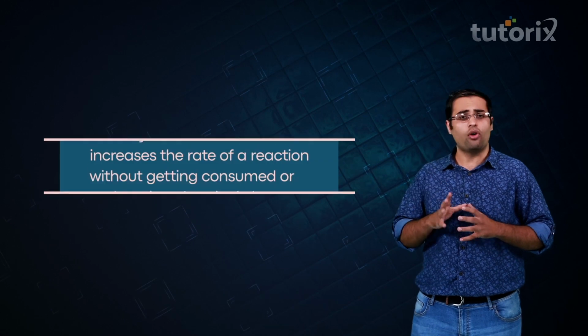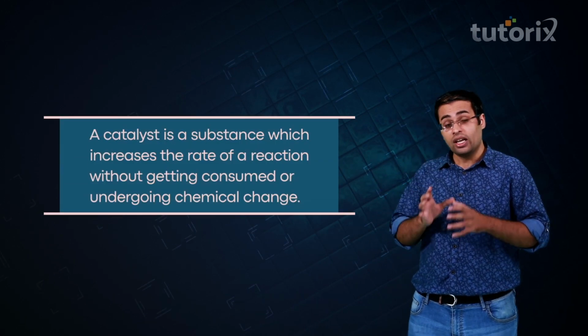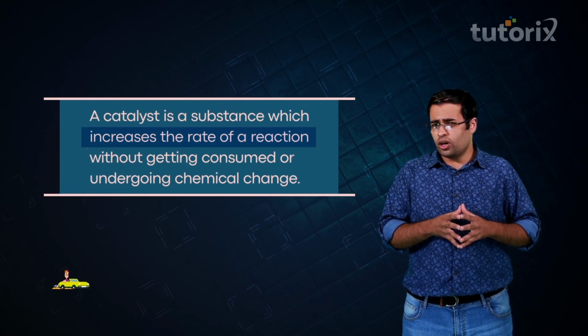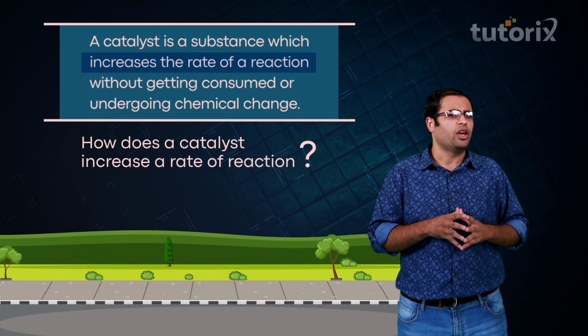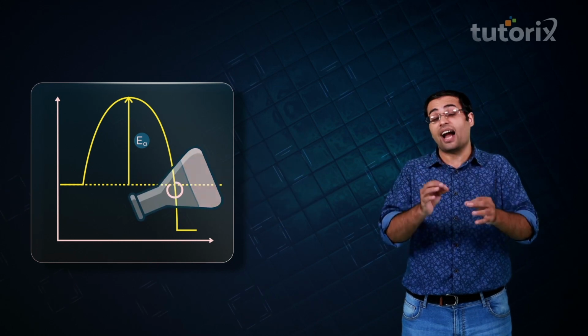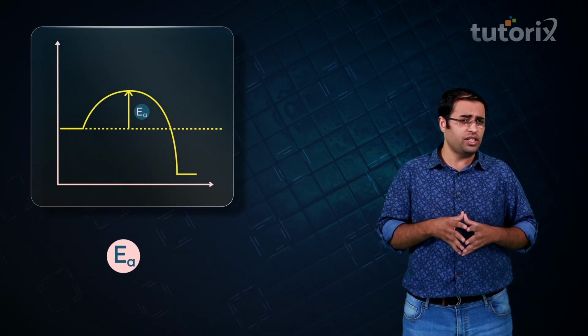So now I want all of you to carefully notice the definition of a catalyst. I have told you that in this definition, a catalyst increases the rate of a reaction. So how does a catalyst increase a reaction rate? Well, in reality, a catalyst decreases the activation energy for the reaction. And what happens when the activation energy is decreased?